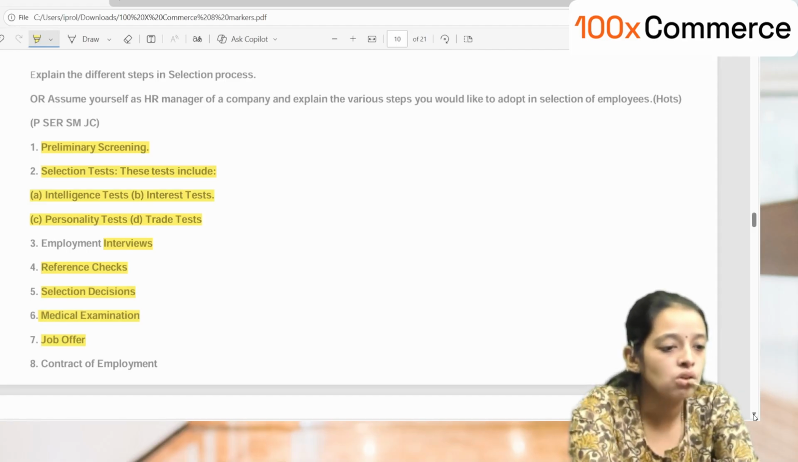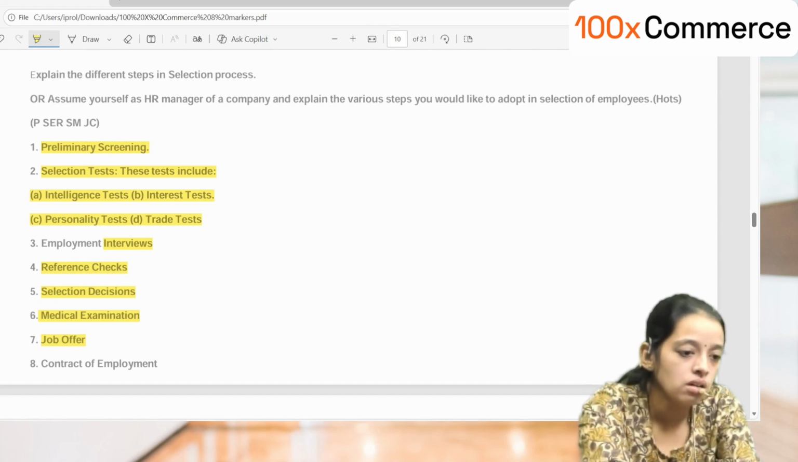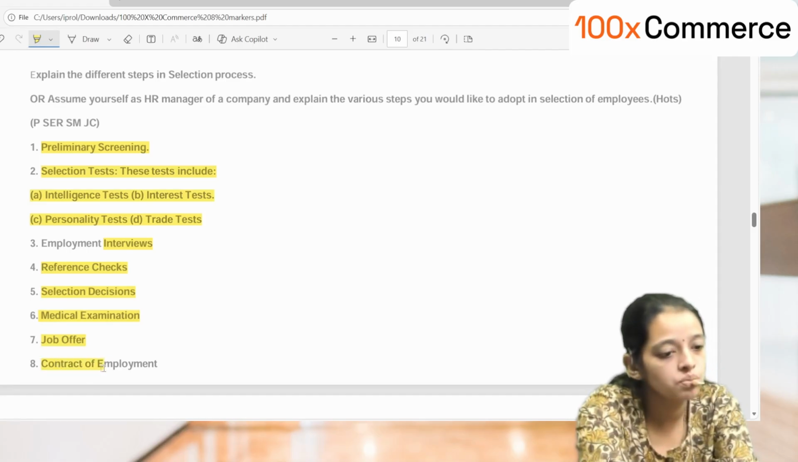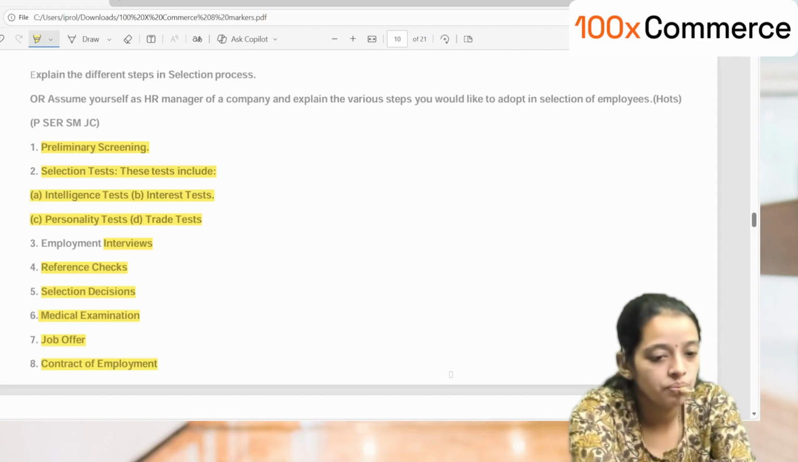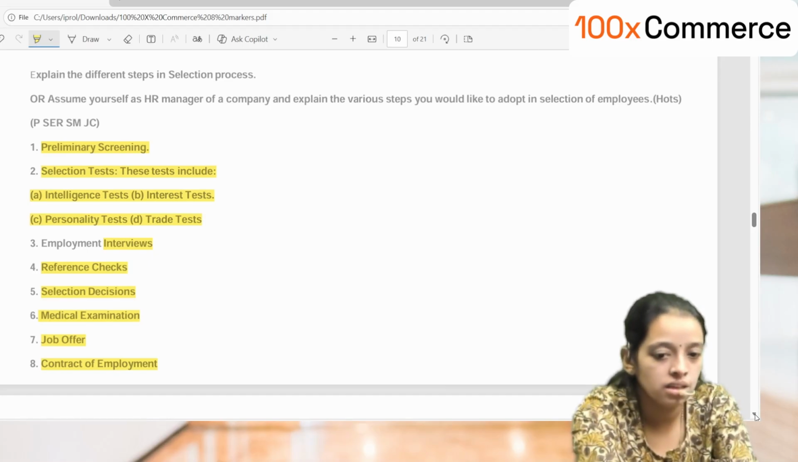Once he accepts the offer, then the contract of employment comes. That is, once the offer has been accepted, he has to sign the contract, and he will be allowed to take up the particular job in the organization.